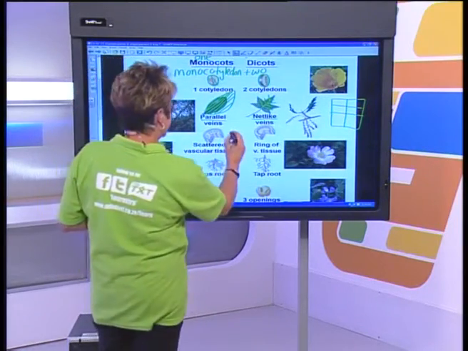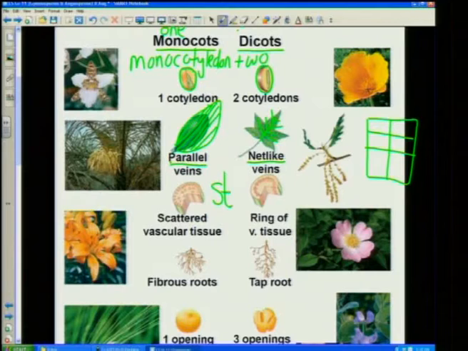When you look at the stem, with the stem you'll have to make a cross section. So these are two cross sections. And I'm sure you've done this in your grade 10 year. So that cross section, what are you going to see? All these little vascular bundles are scattered. They're not arranged in a specific order. They're scattered everywhere inside the stem.